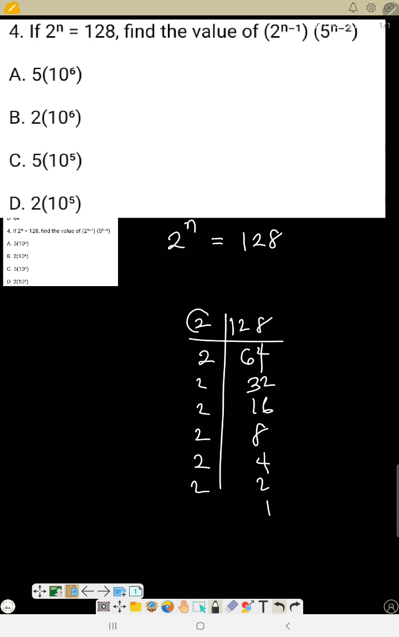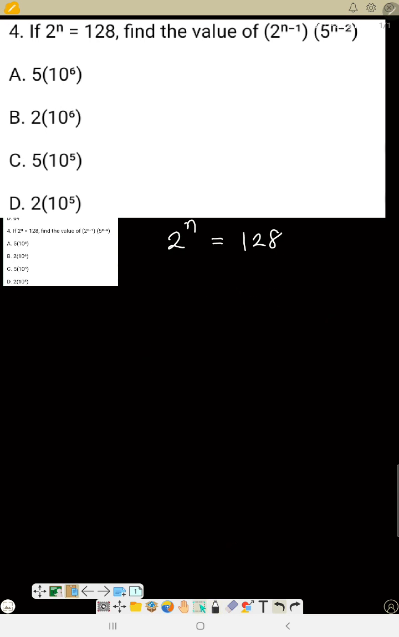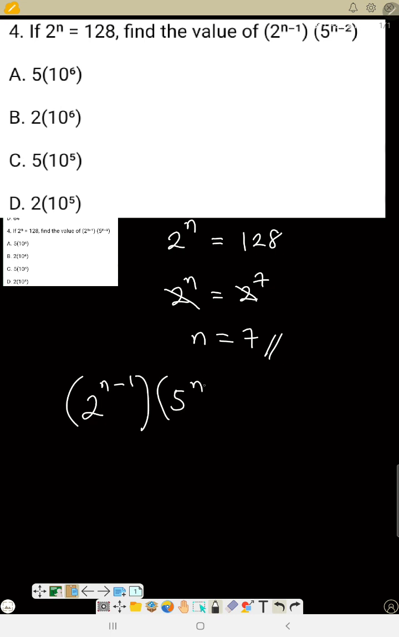How many 2s is this? 1, 2, 3, 4, 5, 6, 7. That means 2 in 7 places is 128. So 2 raised to power n is equals to 2 raised to power 7. Since the bases are equal, n is equals to 7. Now n is 7, but the question says we should evaluate 2 raised to power n minus 1, 5 raised to power n minus 2.